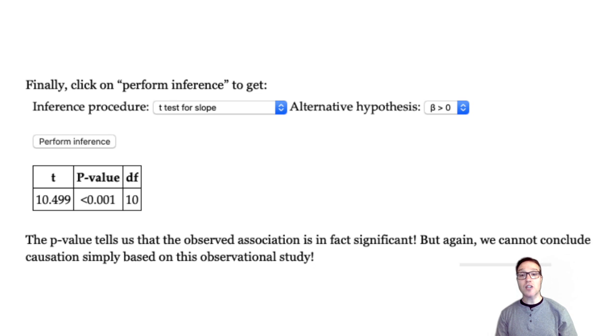So this association is in fact significant. But again, we cannot conclude causation simply based on this observational study. We need to do an experiment. I'd gladly volunteer for an ice cream experiment, by the way.